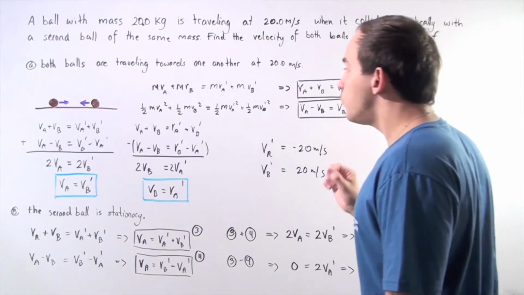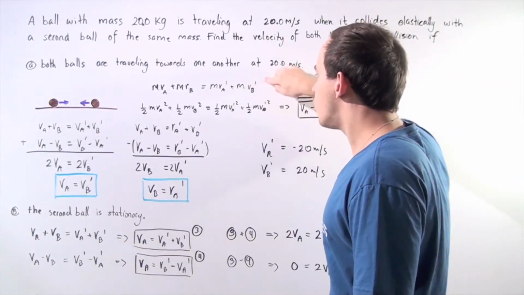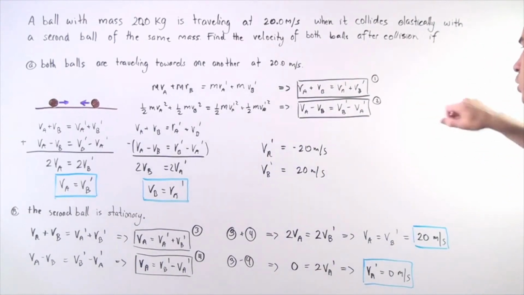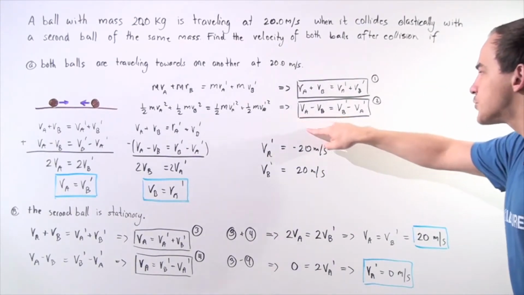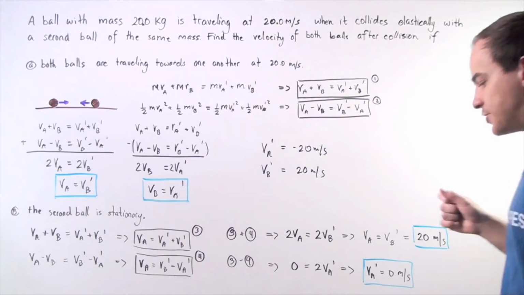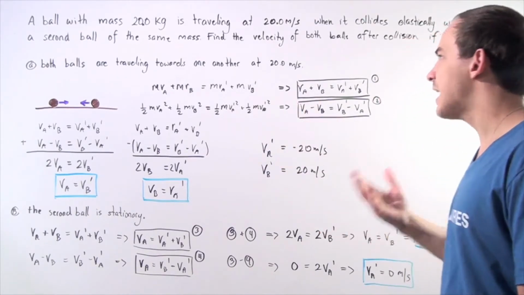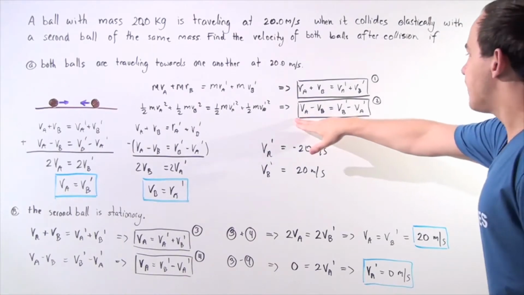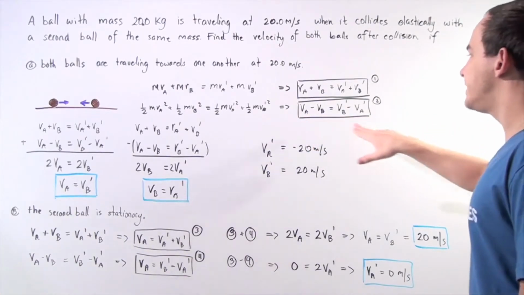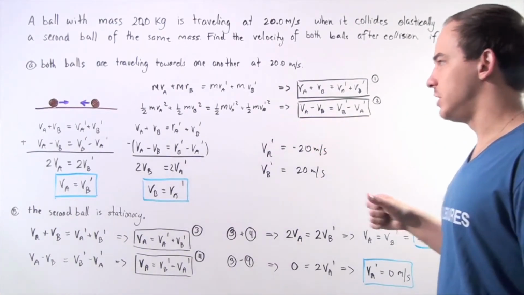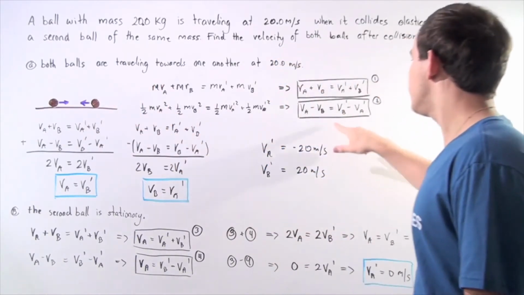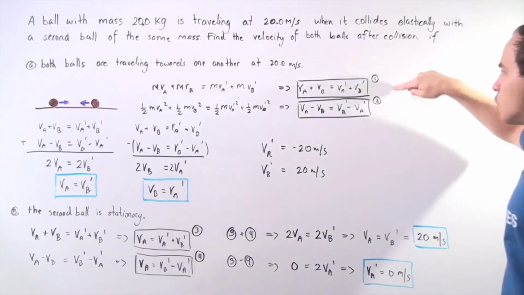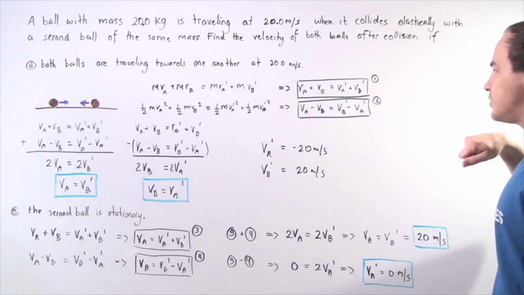Now, if we rearrange these two equations and do a bit of algebra, we get the following equation, equation 2. Now, if you're uncertain about how to get this equation, check the previous lecture on elastic and inelastic collisions. So we have the following result. The difference of our initial velocities is equal to the negative of the difference of the final velocities. So let's call this equation 1 and equation 2.